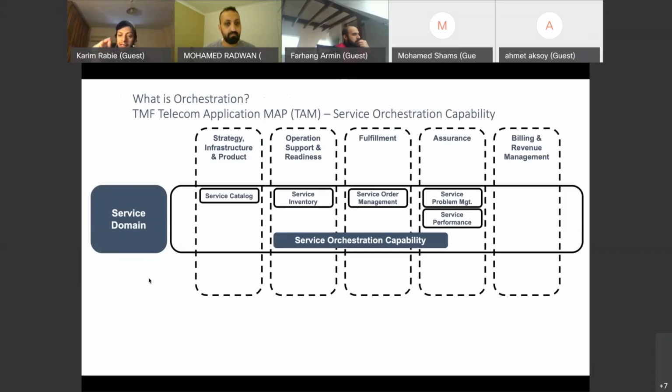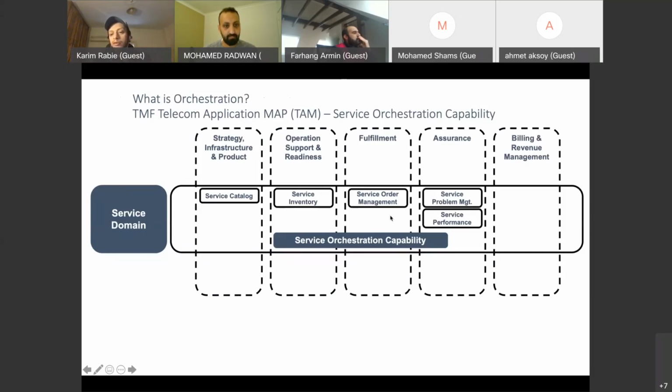Okay, the same concept applies in the customer domain, where they have a customer order management orchestration capability, and it applies also in the resources domain, where they have a resource orchestration capability that spans across these domains. And if we take the NFVO as an example in the resources domain, it has a catalog, a resources catalog, which is the VNF catalog and NS catalog. It has an inventory, which is the NFV inventory.